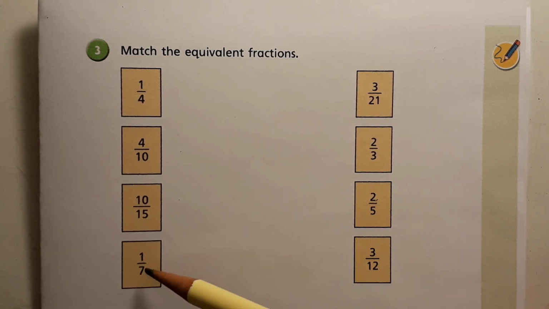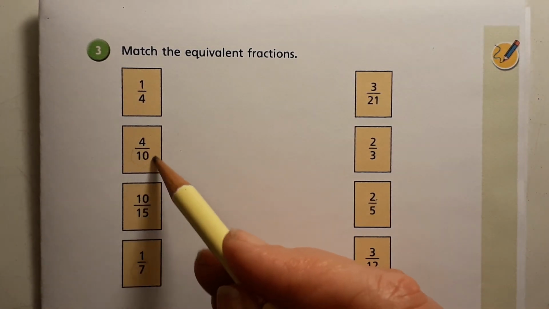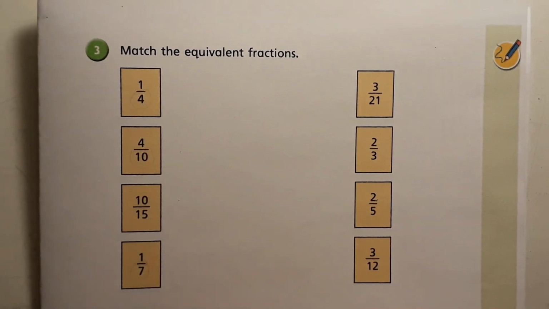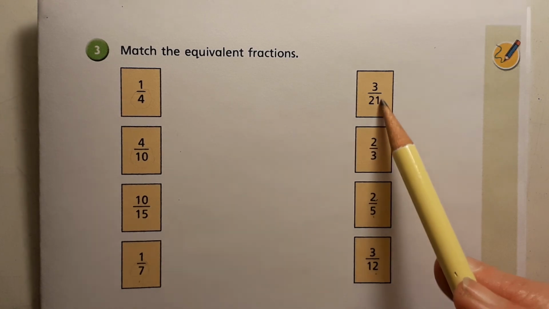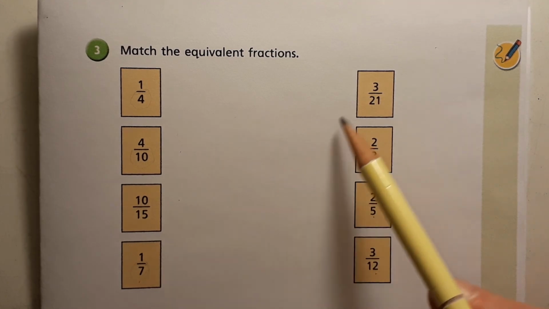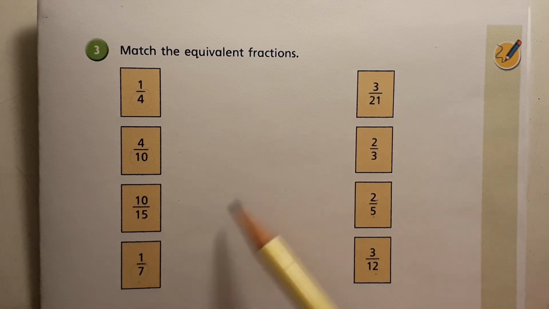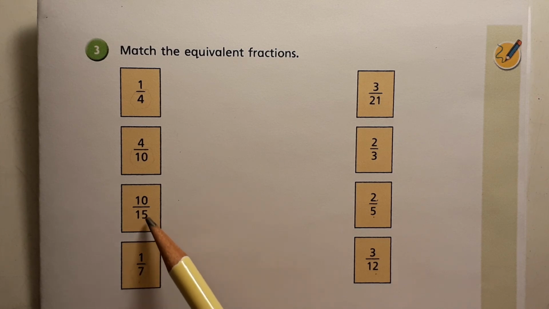So I'm looking for patterns in my denominators. I'm actually going to start with this one, which is my 7th. So I'm looking for a multiple of 7. 12 is not a multiple of 7, 5 is not, 3 is not, but 21 is. And 7 times 3 is 21, and 1 times 3 is 3. So I can see that my fractions are equivalent here.